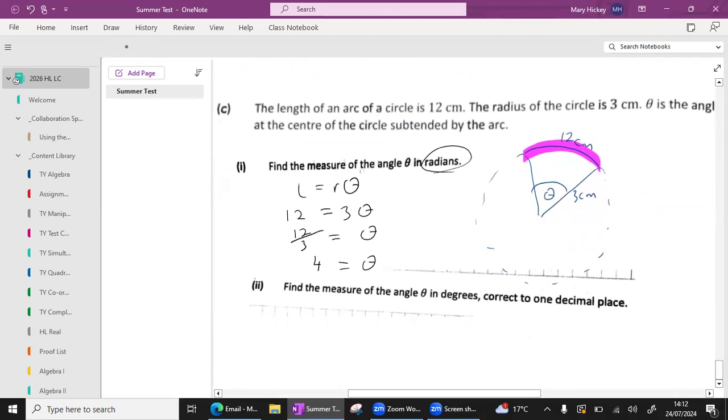And then it says, find the measure of the angle theta in degrees. So now they're saying, okay, you know what it is in radians, but what is it in degrees? So if I want to convert, all I do is 180 over pi multiplied by the number of radians, which is 4, and that gives me 229.2 degrees. So a very straightforward question, really, for our trigonometry question.